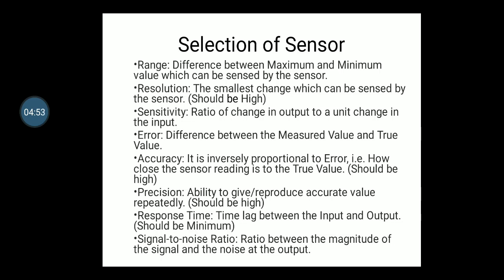Sensitivity is the ratio of change in output to a unit change in the input, right? So a small change in input should produce a large change in output. That means it is more sensitive. Error is the difference between the measured value and the true value.